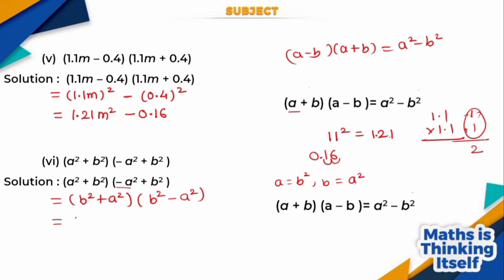Now apply the identity, so b raised to the power 2 raised to the power 2 minus a raised to the power 2 raised to the power 2. So we know the laws of exponent and we have to apply here, and which is b raised to the power 2 raised to the power 2 means b raised to the power 2 multiplied by 2, and which gives b raised to the power 4 and a raised to the power 4. So b raised to the power 4 minus a raised to the power 4 is our final answer.